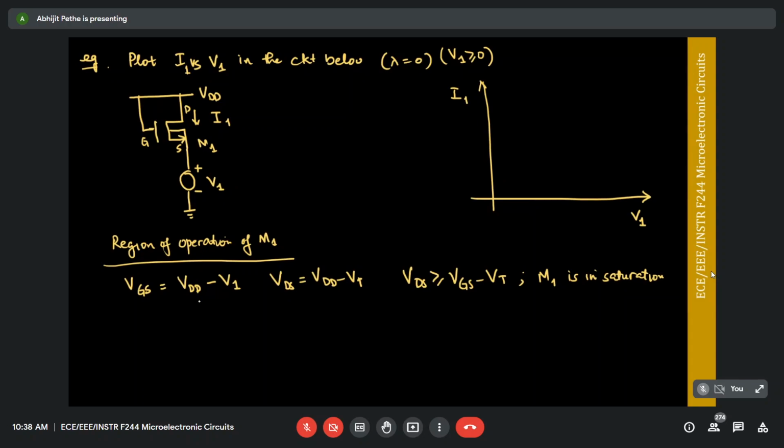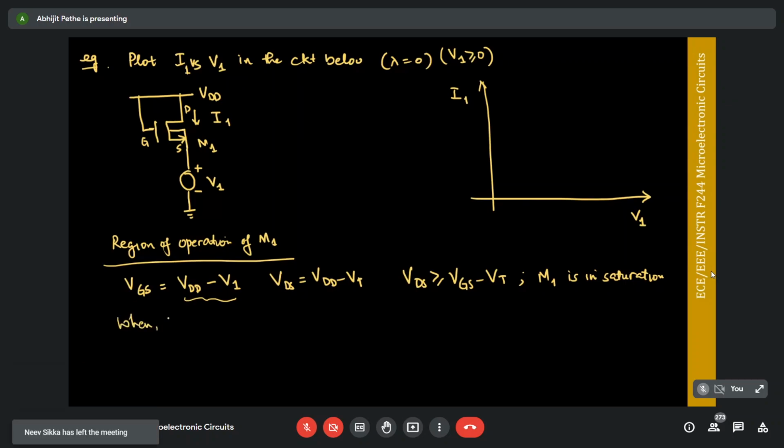Now, at what point will the transistor go out of saturation? So we know that a transistor is in saturation for some value of V1. Now, as I keep increasing V1, what happens to this term VDD minus V1? Let's assume VDD is some 5 volts. So if I keep increasing V1, VDD minus V1 keeps dropping, right? And so eventually what will happen? When VGS falls below VT of the transistor, what happens to the transistor?